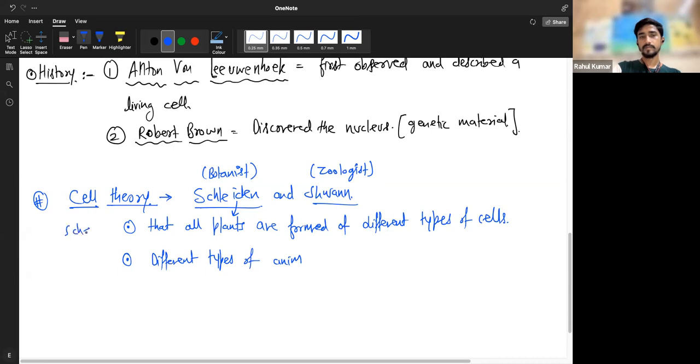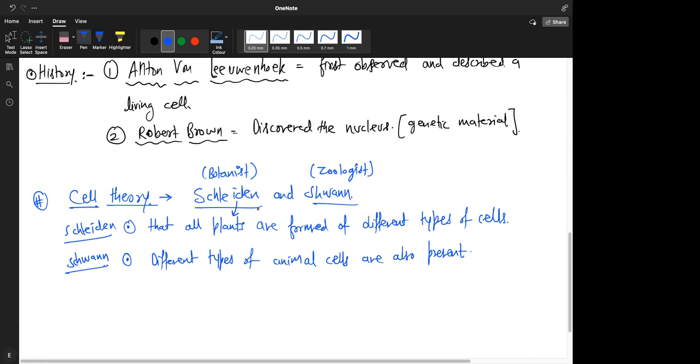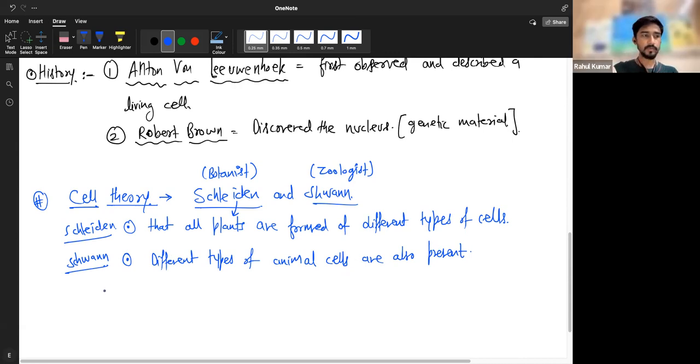So this was said by Schleiden. And this was said by Schwann. Different types of animal cells are also present. Now, if you combine these two, what does it mean? That whether it is a plant or an animal, every life form is formed of cells. Right? So together, Schleiden and Schwann formulated the cell theory.